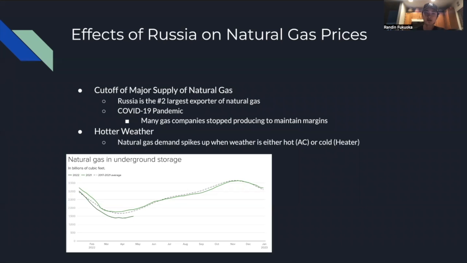Another thing is weather. And this one I found interesting. Natural gas demand spikes up when weather is hot or cold, and these are due to ACs and heaters. And the weather apparently seems to play a very big role in determining prices of natural gas.